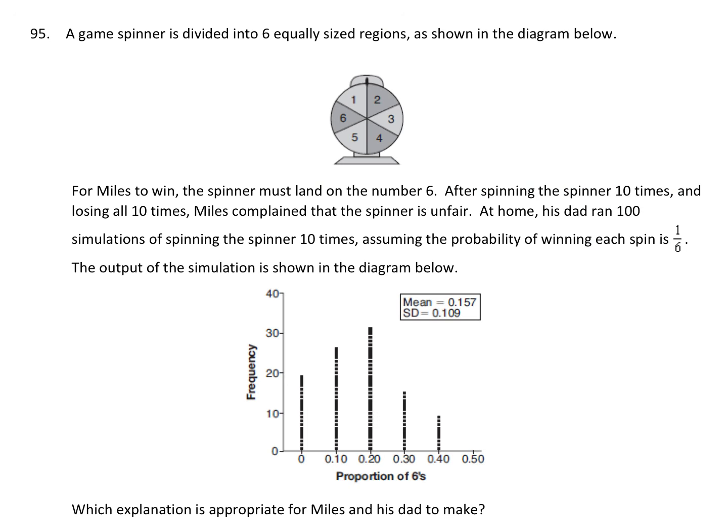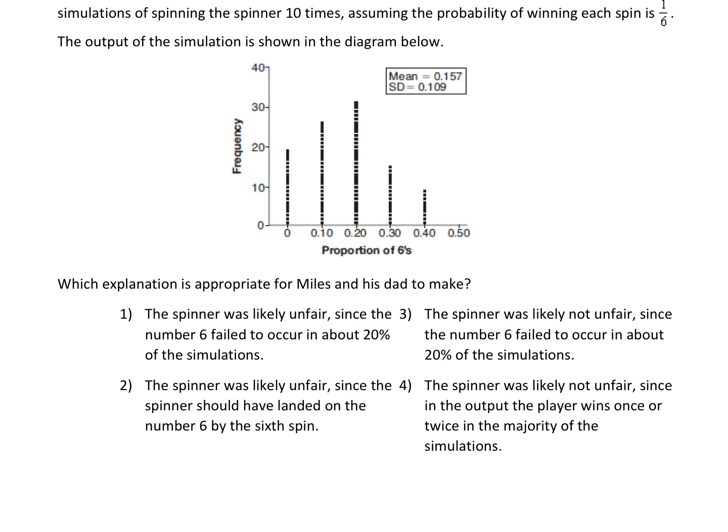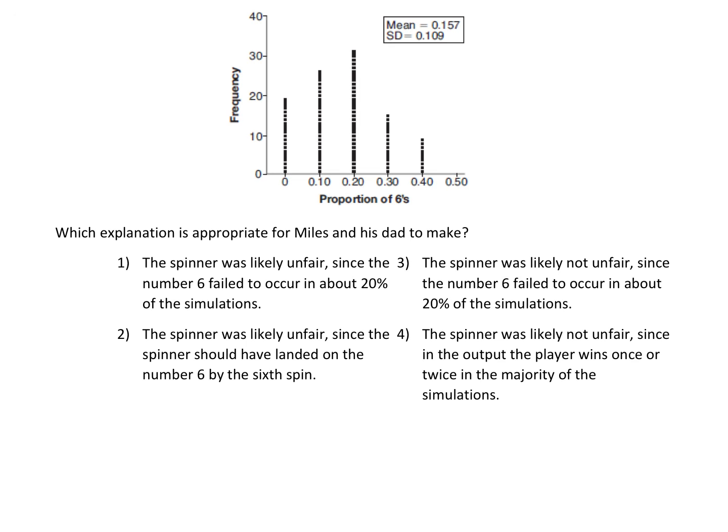Okay, number 95. So this is another multiple choice. This one kind of takes up a lot of room, but it says a game spinner is divided into 6 equally sized regions as shown in the diagram below. For Miles to win, the spinner must land on the number 6. After spinning the spinner 10 times and losing all 10 times, Miles complained the spinner is unfair. At home, his dad ran 100 simulations of spinning a spinner 10 times, assuming the probability of winning each spin is 1/6. The output of the simulation is shown in the diagram below. All right, let me move this up because this question is taking a lot of room. Okay, which explanation is appropriate for Miles and his dad to make?